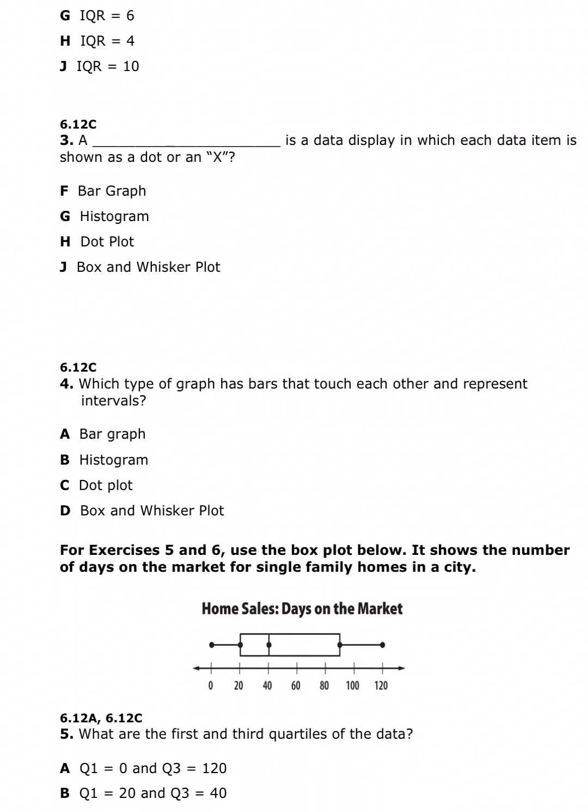Number 3. A blank is a data display in which each data item is shown as a dot or as an X. F. Bar graph, G. Histogram, H. Dot plot, J. Box and whisker plot.